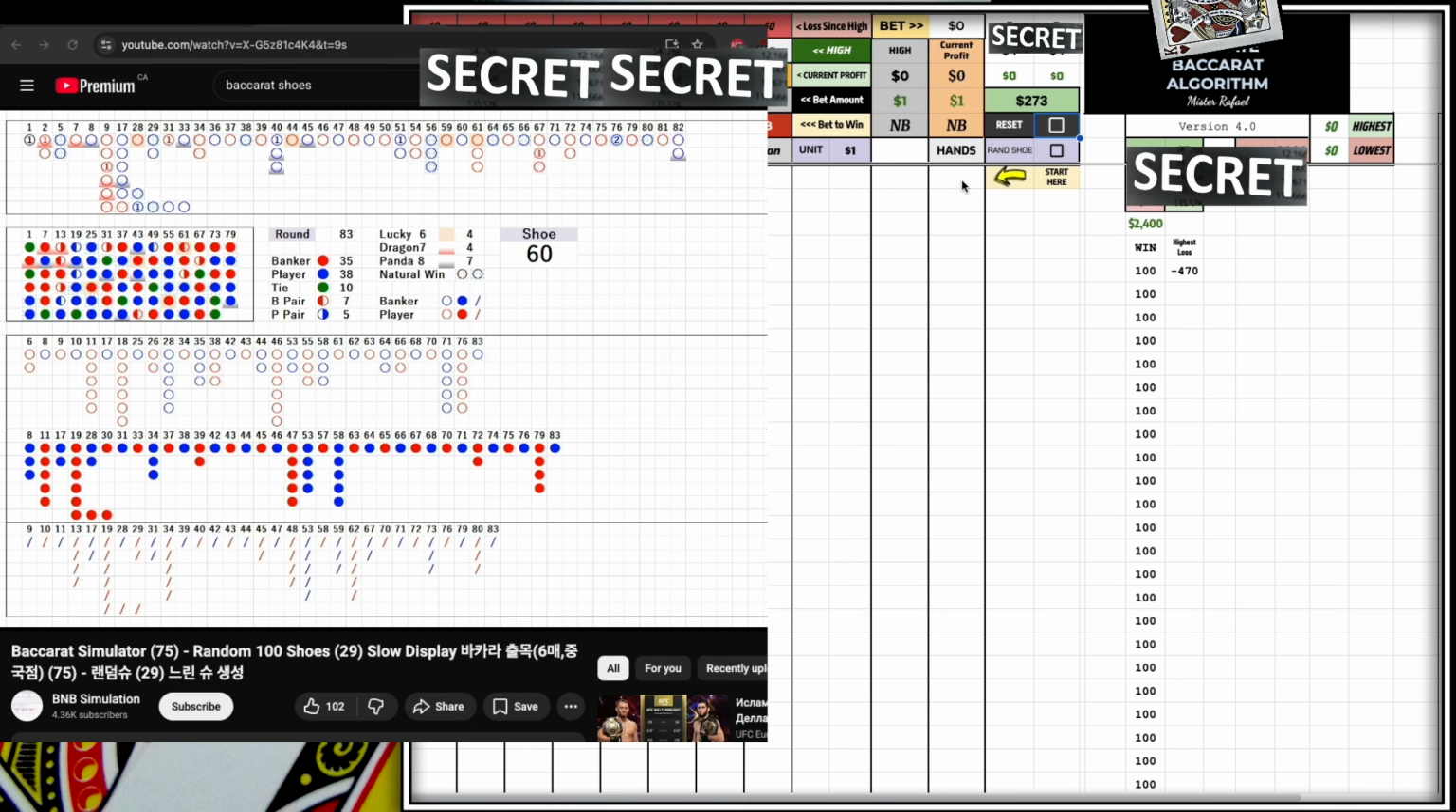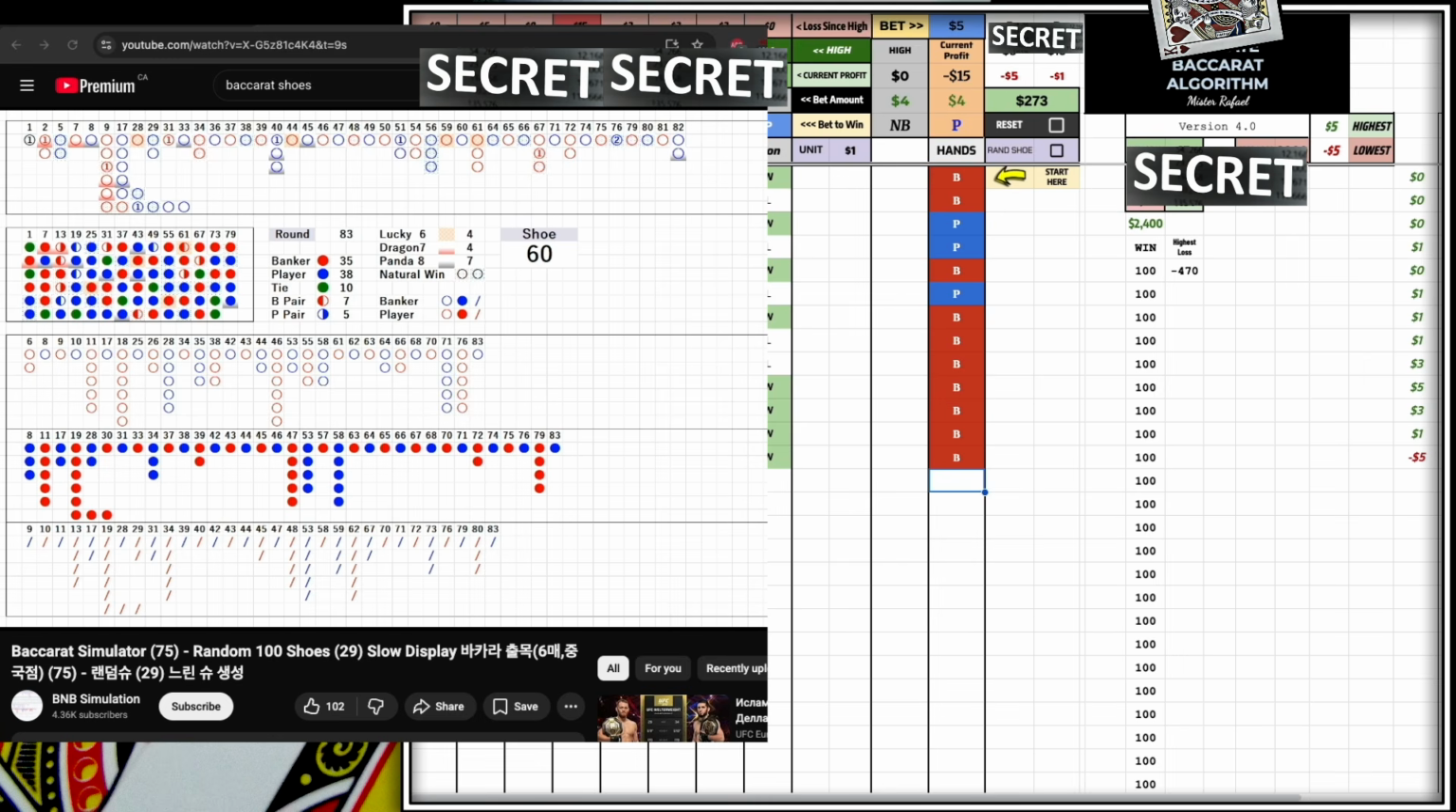All right, pause. Here we go, shoe 60. This part is a little tricky if you're following along. So this is a 7 streak of banker, and then followed up by 5, 6, 7, 8, 9, 10. You can confirm it right here, okay? If you get confused, just wanted to point that out. So 10 streak of player right now.